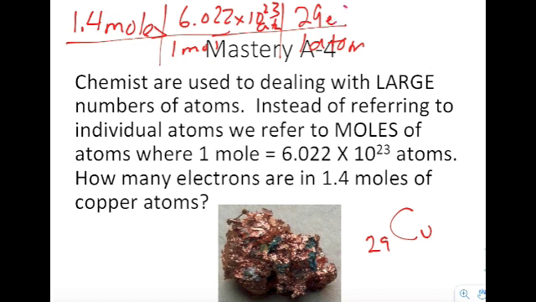So this is just like converting from meters to kilometers or anything along those lines. The next thing that we need to do is actually go ahead and solve. If you look, it's nice because there's nothing on the bottom. So all we have to do is take 1.4 and multiply it by 6.022 times 10 to the 23rd, and then multiply that by 29. And what you get is a very, very large number, like 2.44 times 10 to the 25th electrons.